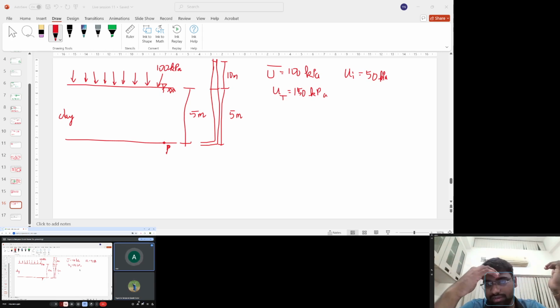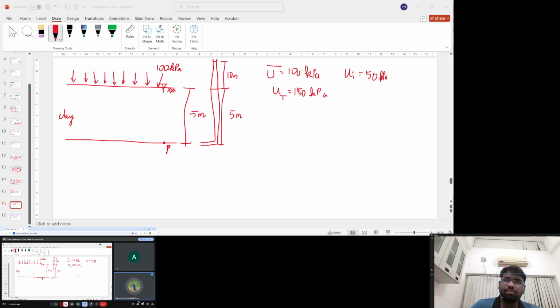Have you studied, sir, any book about U initial, U total? Usually you can draw the pore pressure distribution. Excess pore pressure distributions you can find in textbooks. Yeah, that is clear, sir. I don't have any doubt about excess hydrostatic pressure. That variation you can find, and with that you can understand what happens to initial also.